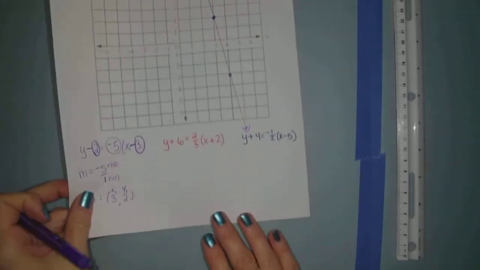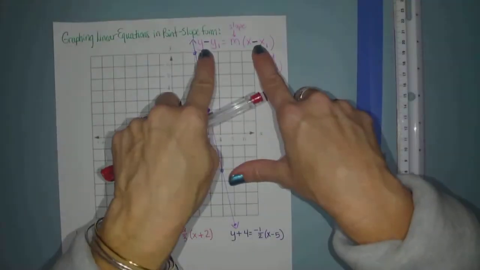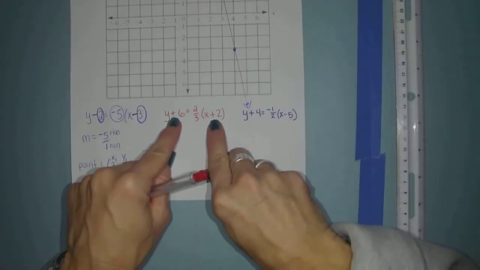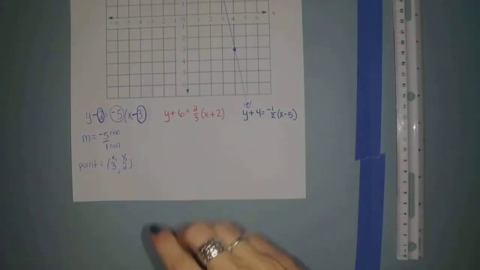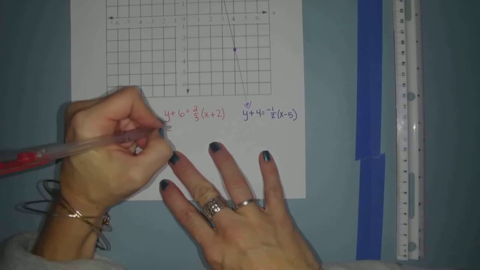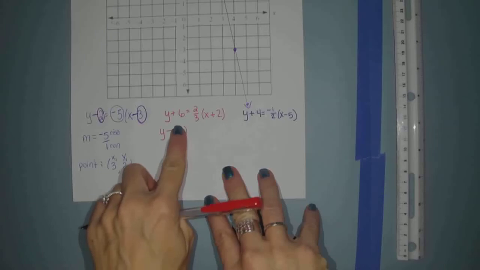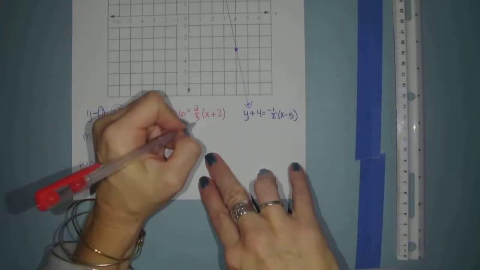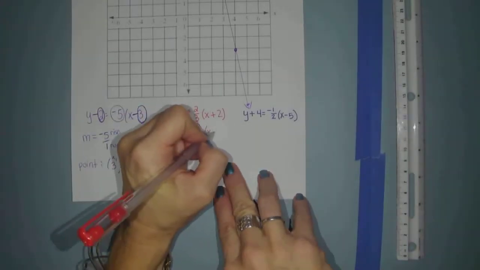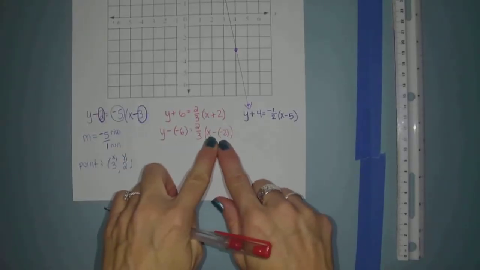Awesome. Okay, let's look at the red. Now, the thing about the red is we're looking for those minuses. Okay? The red has pluses, but there's an easy fix. If you want to change those pluses to minuses, you simply do this. y minus negative 6, minus a negative is the same as plus, equals 2/3 times the quantity x minus negative 2, because the double negative also means positive.